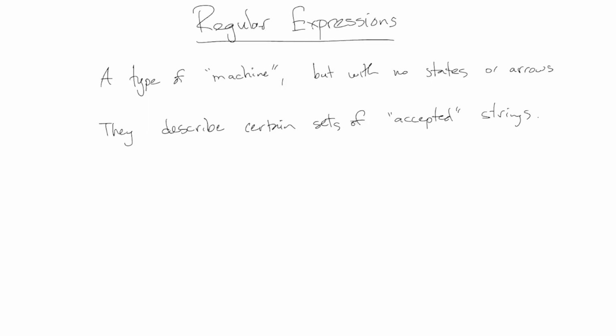You know, our machines we think of as you give it a string and it either accepts or rejects that string. And a regular expression works in the same way. You can sort of propose a string and ask, does this regular expression accept or reject that particular string? You don't draw a diagram for it. They look something like this.